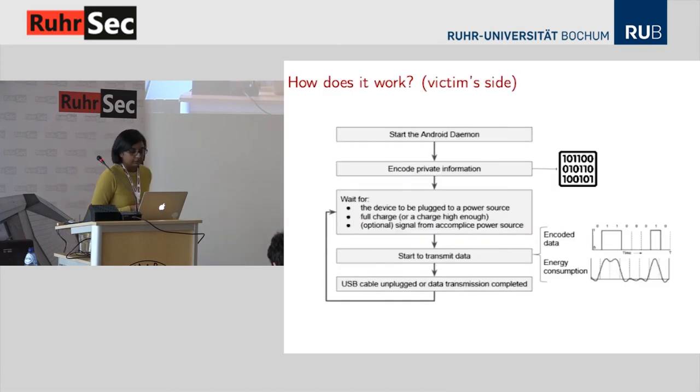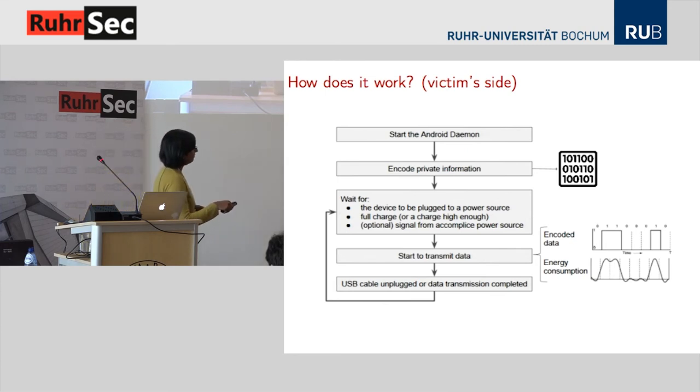On the victim side, you would start the Android daemon. This is another view into the Power Snitch app. You encode the private information into binary, so 1s and 0s. Here it's up to you how creative you want to be. You can wait for the device to be plugged into a power source, whether it's fully charged or not, it's up to you. You can wait for a signal from the accomplice power source to say, okay, we're ready to start receiving data, start the exfiltration process. And then you start data transmission.